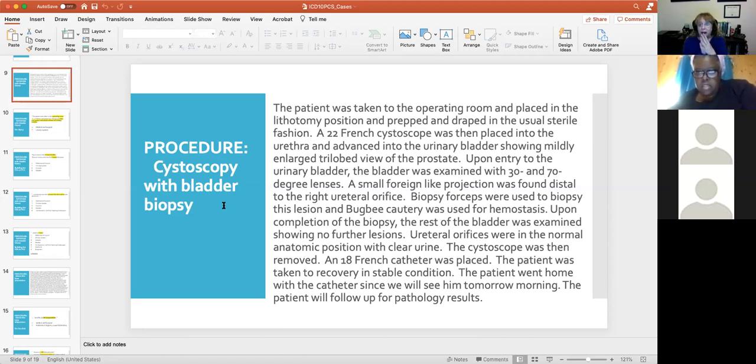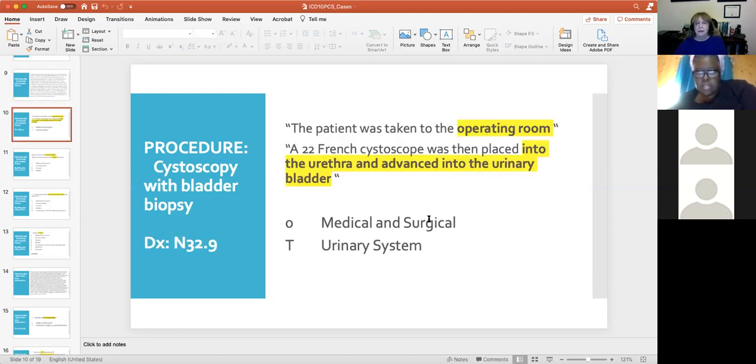But we won't forget. Cystoscope, it was. Okay, so let's take a look at what we got. The patient was taken to the operating room. That makes it easy. This is going to be in what section of PCS? Medical surgical. Very good. And we already know this is the urethra. Advance into the urinary bladder, which means what body system? Urinary. Very good. So we have 0T.